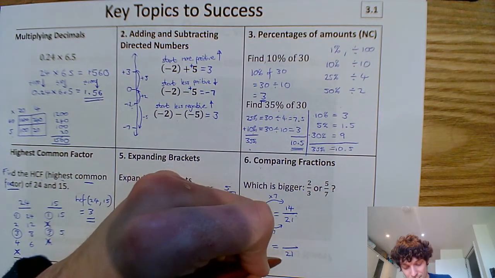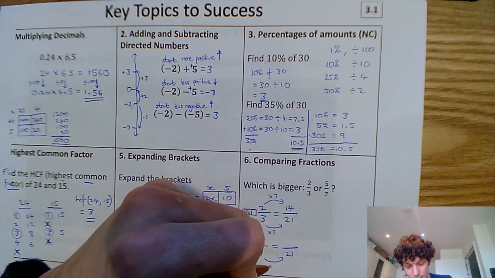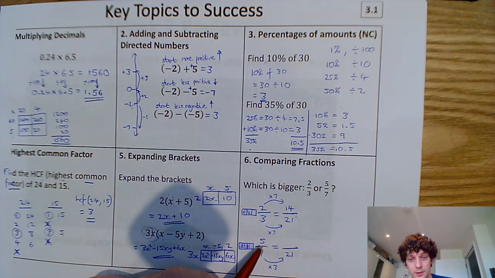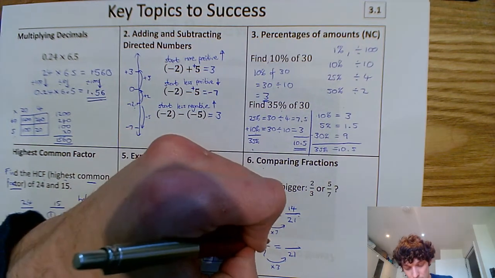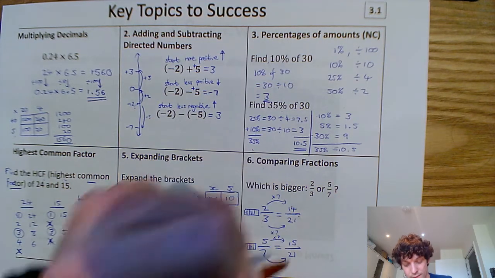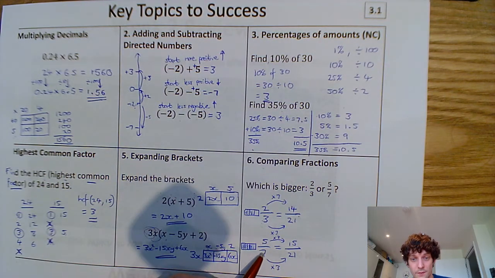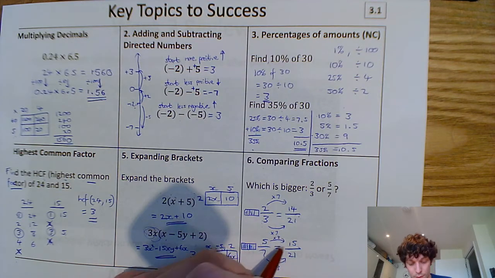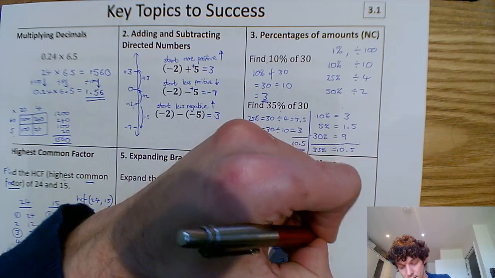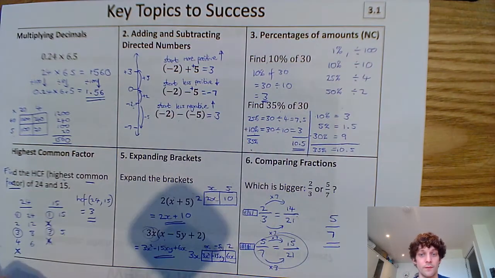To get from 7 on my denominator to 21, I've multiplied by 3. So to make this an equivalent fraction, to make these have the same value, I need to multiply 5 by 3. 5 times 3 is 15. So 5/7 has the same value as 15 over 21. Which is bigger, 14 over 21 or 15 over 21? 15 over 21 is bigger, so the bigger fraction is 5/7.